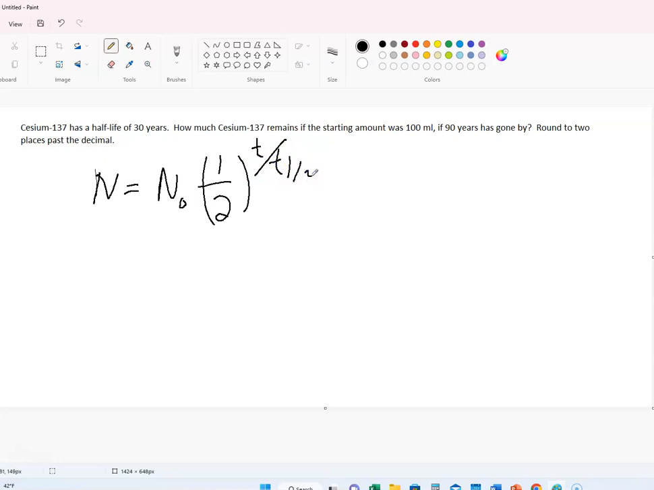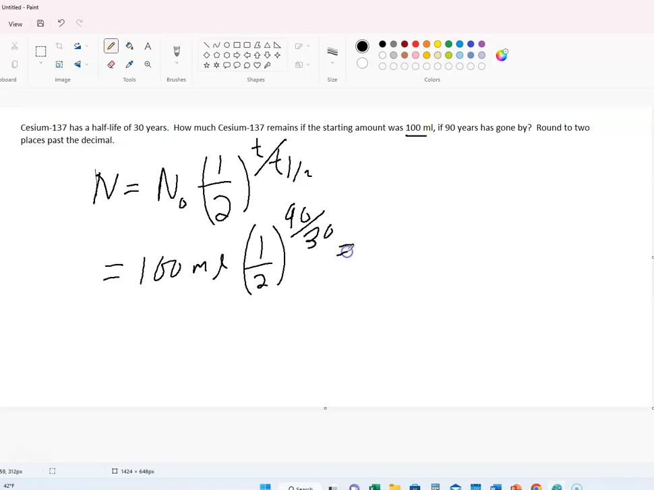So this one, we can put all the numbers in here. This is equal to the starting amount, which was 100 milliliters, and then it's going to be 1/2 raised to the power of the amount of time that has gone by, 90 years, so 90 divided by the half-life, which is 30 years.